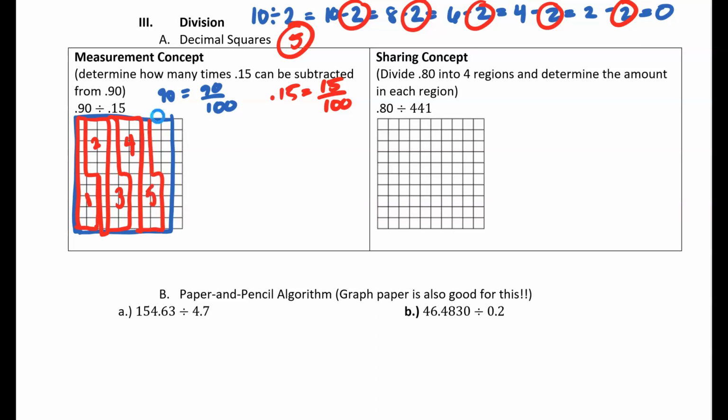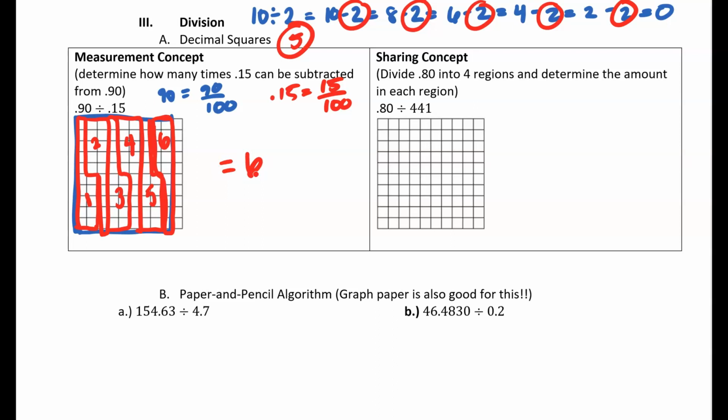So 5 times, and this happens to work out exactly as a whole number. These are the types of problems that we use pictures for. When they get a little more complicated, we just move to the regular paper and pencil algorithm. But it went in 6 times, or we subtracted it 6 times, so the answer is 6. And like always, you can totally check this with your calculator.